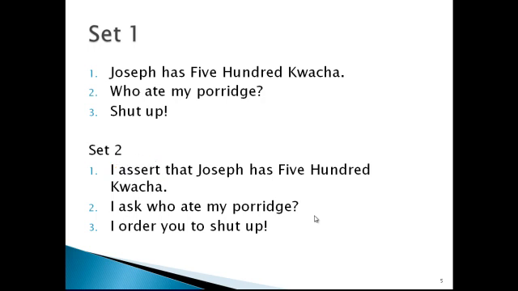The second in set 1 is a question. Who ate my porridge? What is happening in set 2 is a verb is used. I ask, who ate my porridge? The third statement in set 1 is an order. What does set 2 do? It actually uses the word order.